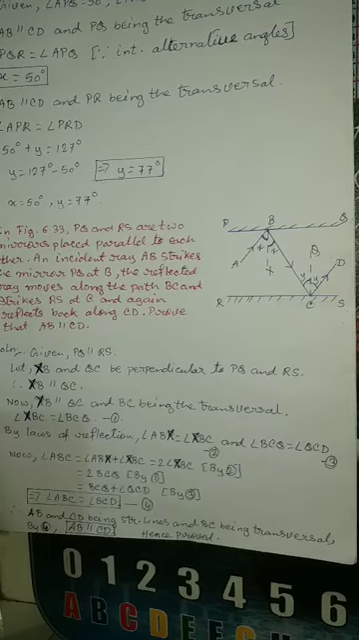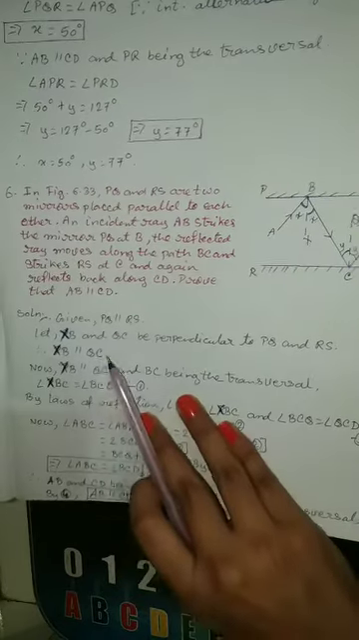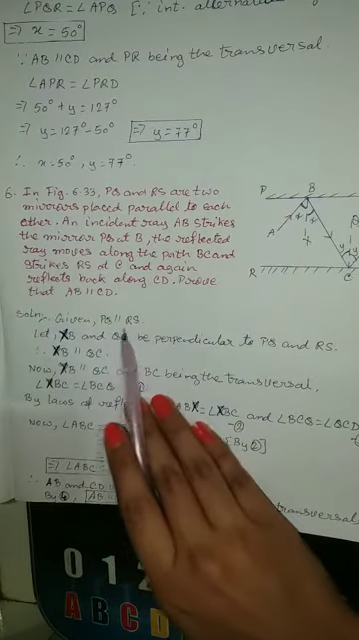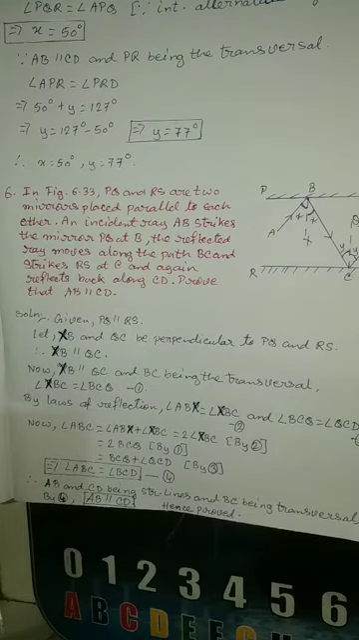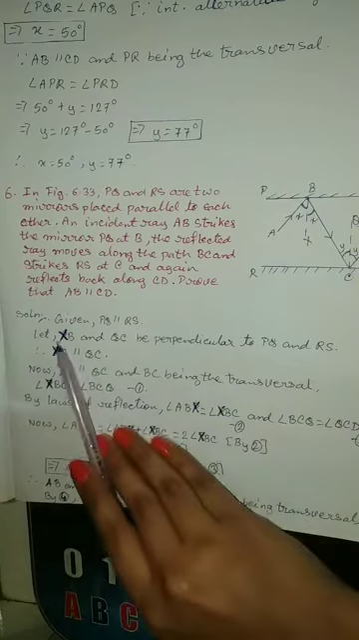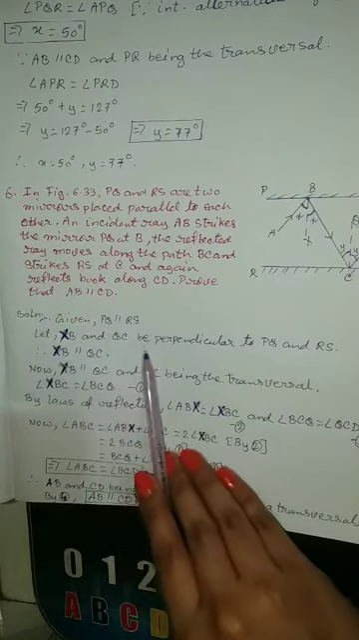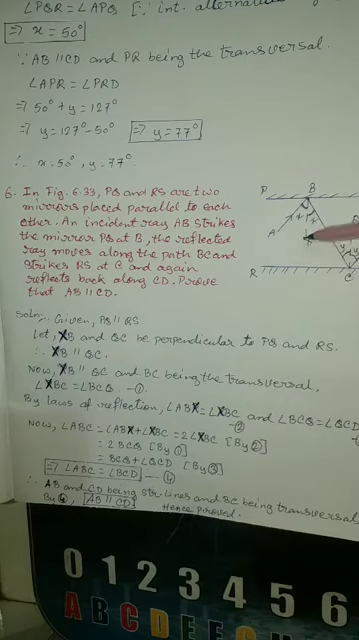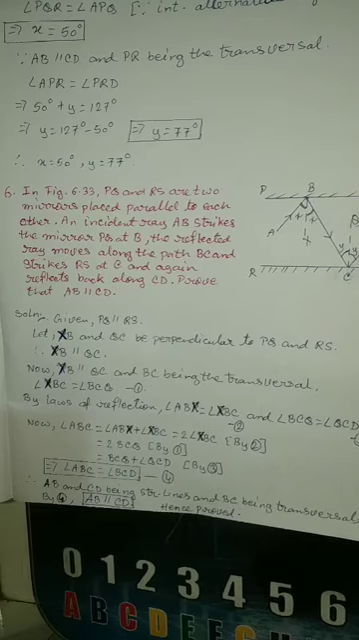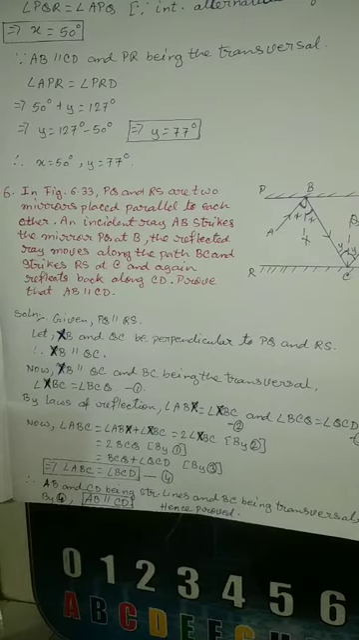Now, to solve the sum, let us write it down first. It is given that PQ is parallel to RS, right? PQ is parallel to RS. Now, let XB and QC be perpendiculars to PQ and RS. So, we have drawn XB and QC as two perpendiculars on the two mirrors.